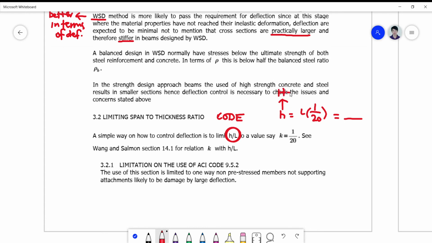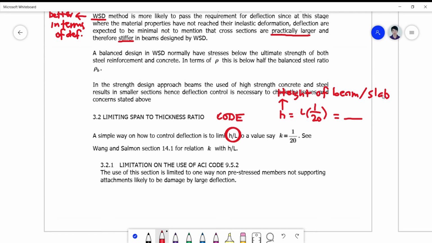So this refers to the height of your beam or your slab. But of course, this is an old rule of thumb that was used in the earlier days. You can look into the reference of Wang and Salmon, section 14.1, regarding this. So a better way of dealing with deflection control is by using the ACI code, no?